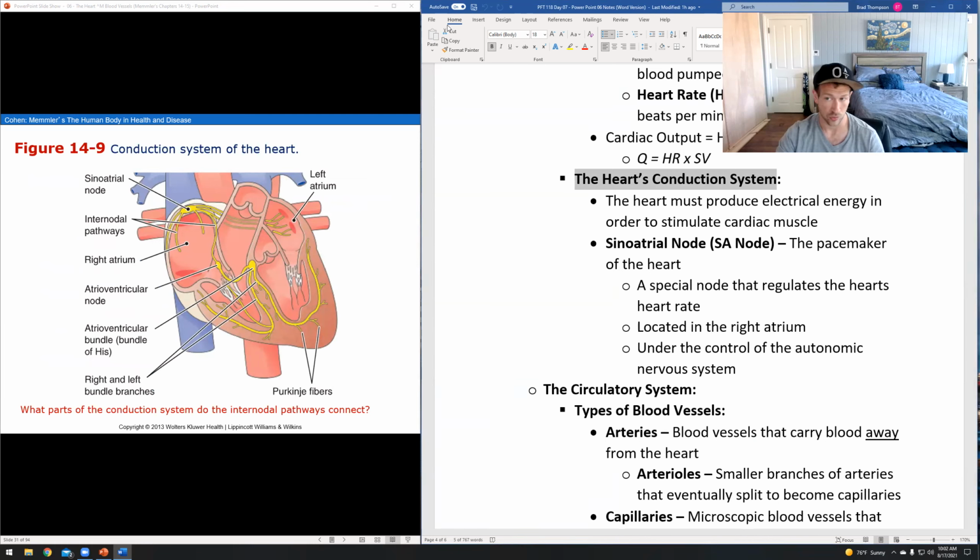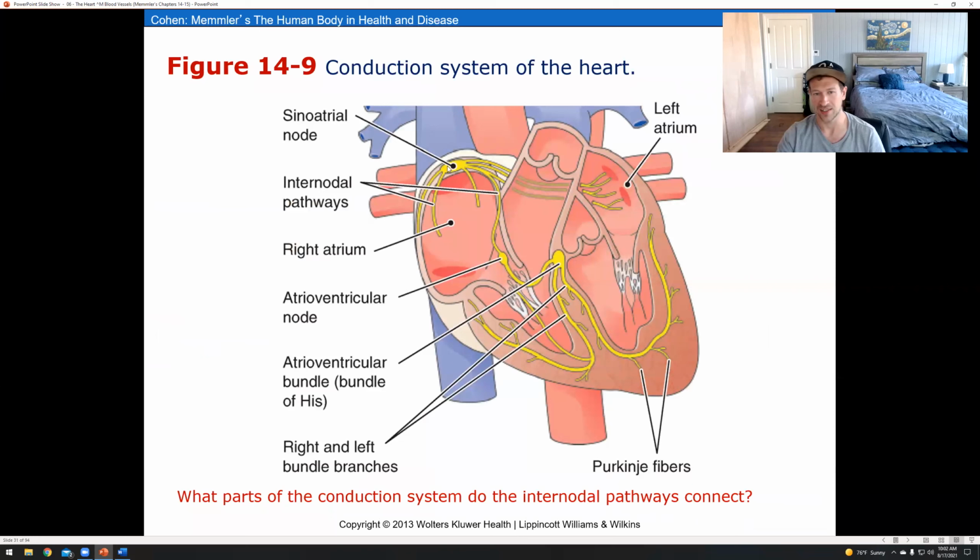But we need to be able to control when our heart beats under our nervous system. And so your nervous system is connected to your cardiovascular system with these little nodes right here. Particularly the one you want to pay attention to is your sinoatrial node, or your SA node. That's what everybody calls it. So your SA node is the pacemaker of your heart. It's this little bundle right here. It's this little node. It lives in your right atrium.